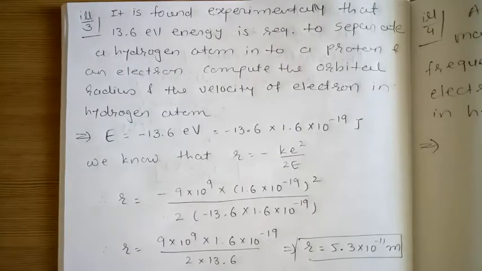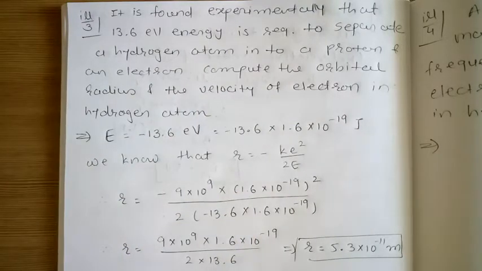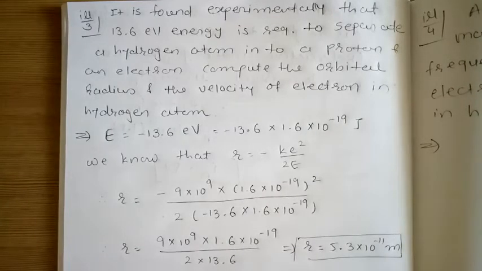Now we have to find out the velocity. Here we know the value of total energy, and we know that the total energy is equal to minus K. Already we discussed in standard 11 that total energy is equal to minus of kinetic energy, and we know that kinetic energy K is equal to 1/2 mv square. So we can easily find out the value of the velocity.